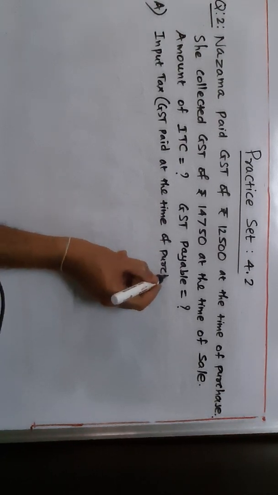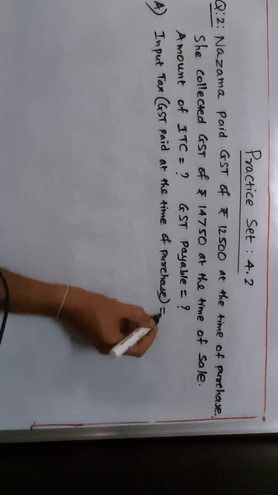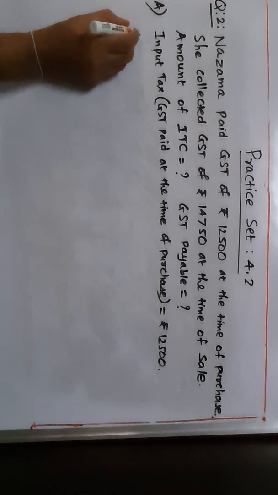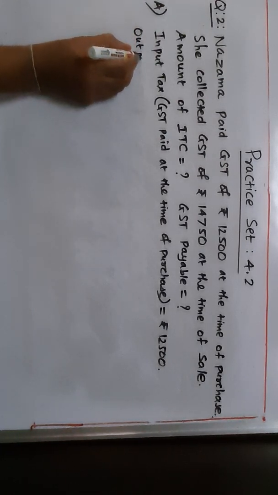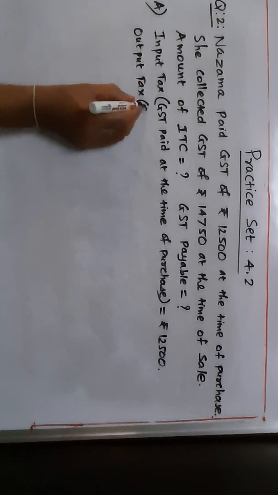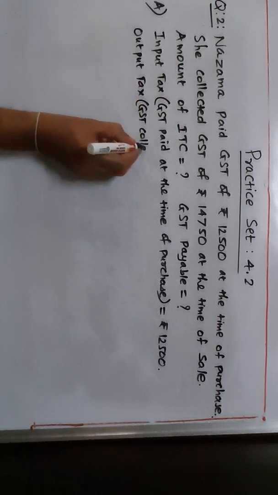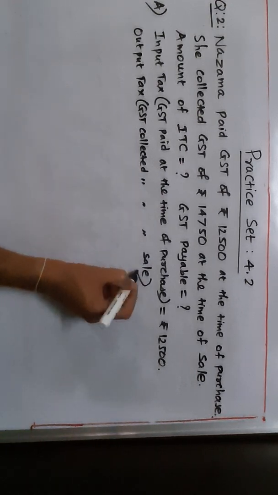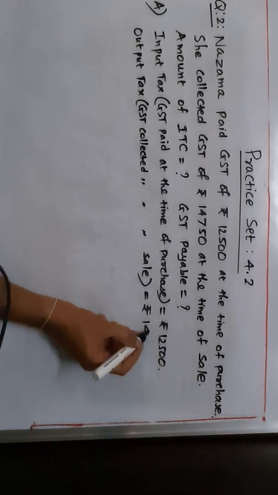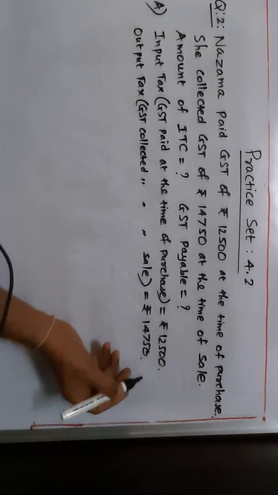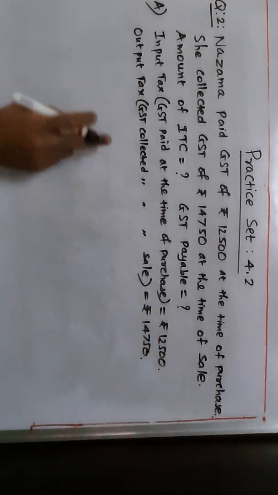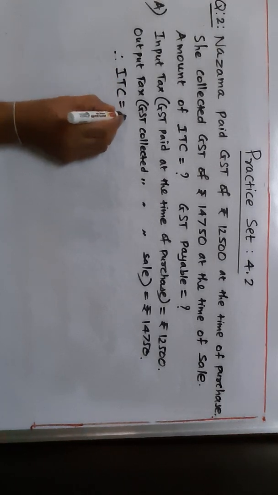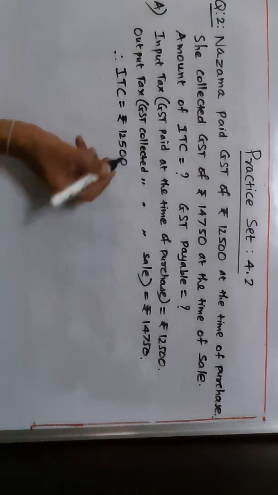This is called input tax, and that is rupees 12,500. And output tax is GST collected at the time of sale. At the time of sale she collected rupees 14,750. So what is the credit of tax in her account? Therefore ITC, input tax credit, is actually rupees 12,500. She has already paid it to the manufacturer.